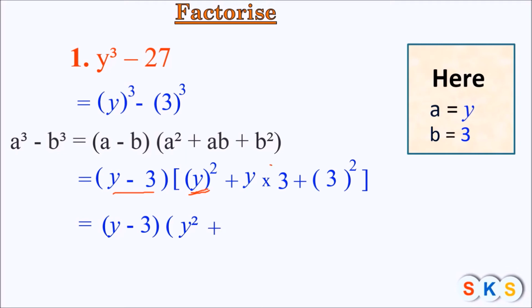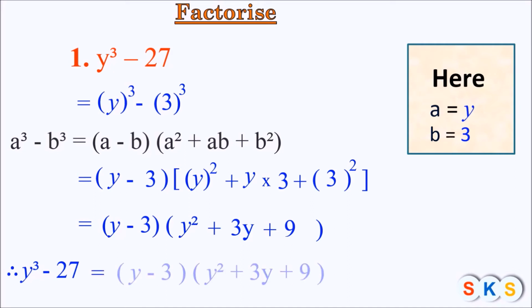Y into 3 will be 3y plus next term we have here 3 the whole square, and 3 the whole square means 3 into 3, and 3 into 3 gives us 9. We will close the bracket. So we had simplified second bracket also. So we will write equals to, therefore y raised to 3 minus 27 is equals to y minus 3 into y square plus 3y plus 9.